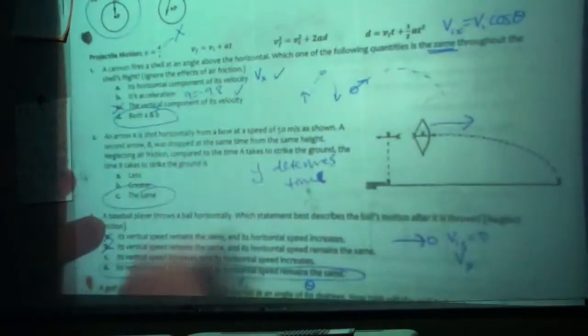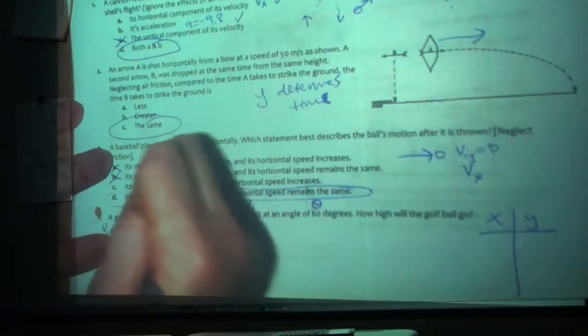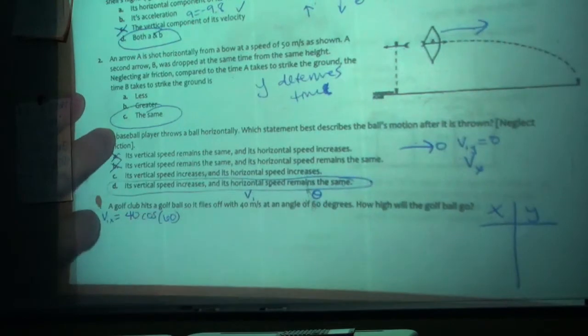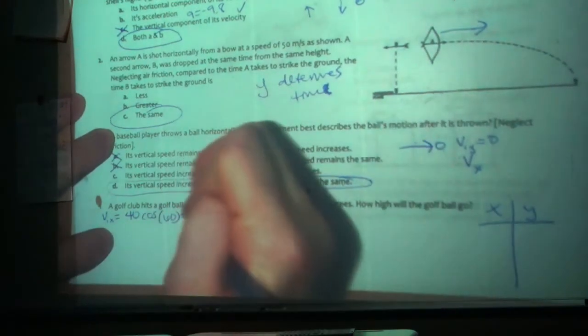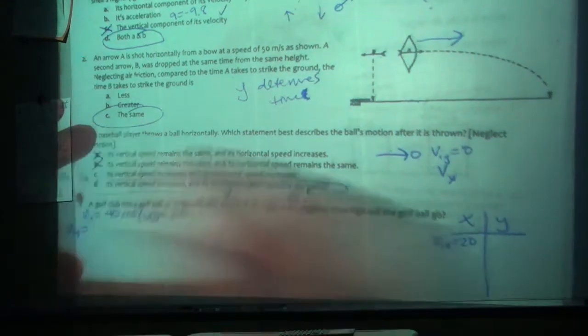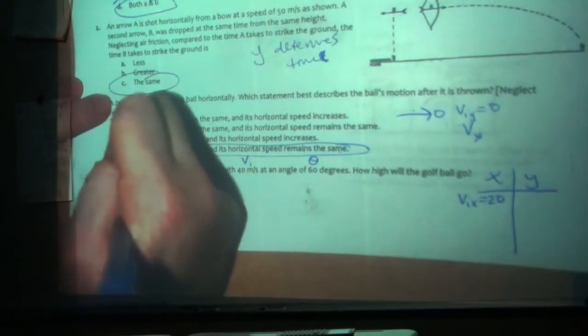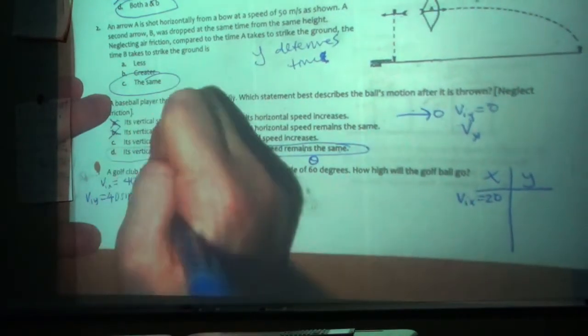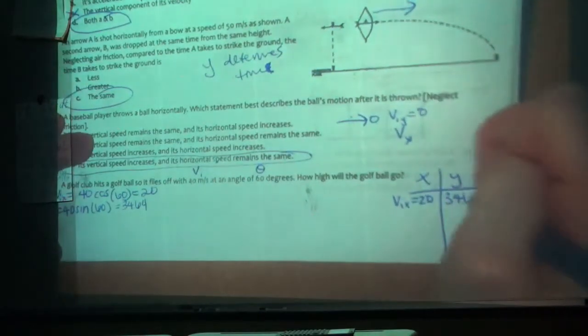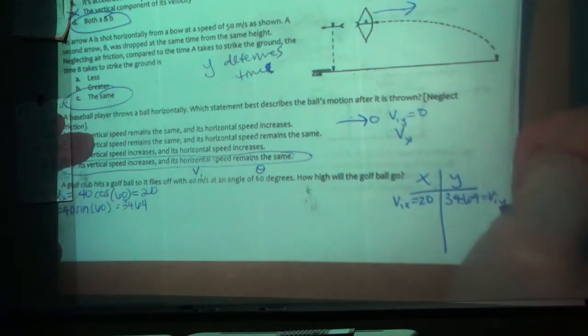So VIX is VI cosine of the angle. This will be given to you. So then VI is 40, and the angle was 60. So you just type it exactly like this. Just make sure it's in degree mode, and that's going to give me that the x initial velocity is 20. So VIX is 20. VIY is set up the same way, but it's VI sine. So 40 sine of 60, and that one gives me 34.64. 34.64 is my VI for Y.